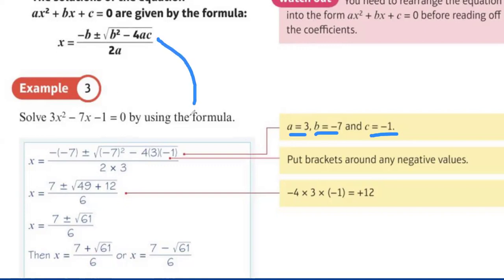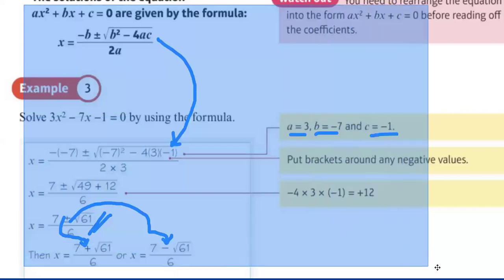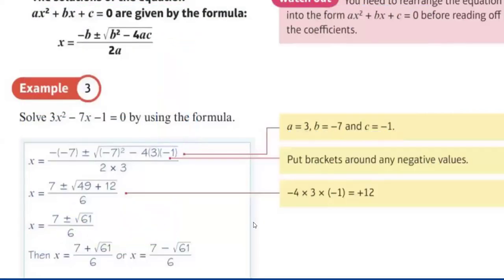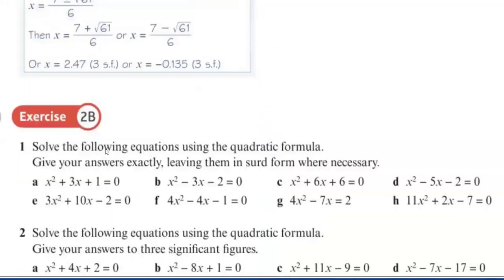Then using this, we have to substitute these data and get two values. There are two values. If we consider plus, we can get one value. After considering minus, we can get the second value. That's the method we have to use to solve this type of quadratic equation.